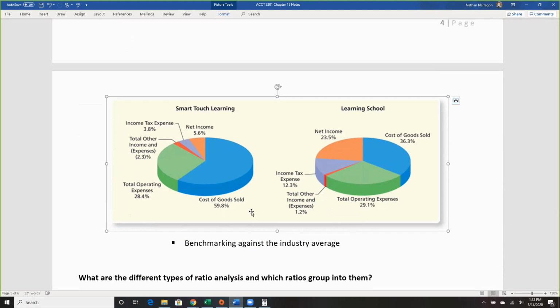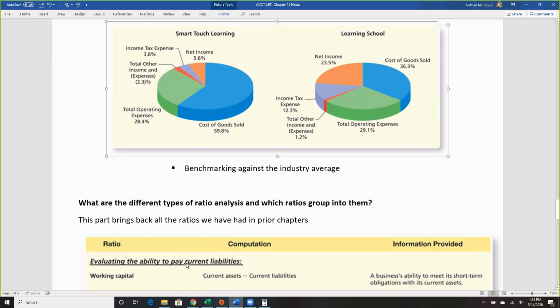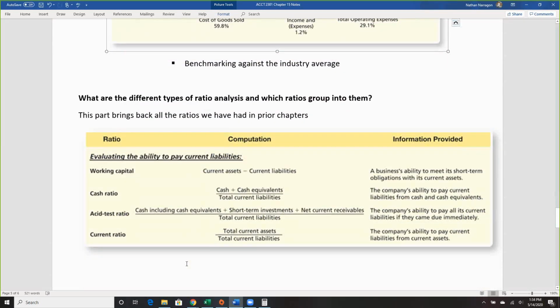And then the last item is, of course, your ratios. And every ratio is back from all prior chapters. So, again, I will definitely have this ready for y'all for the exam so you can see these formulas, because these ratios are going to be there.